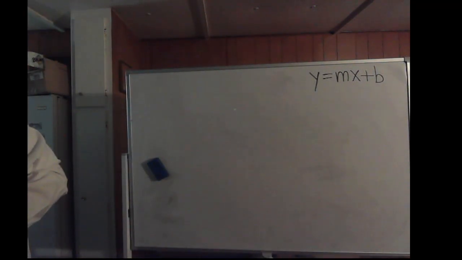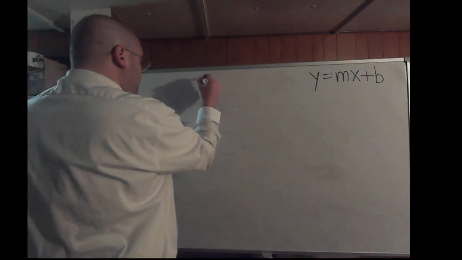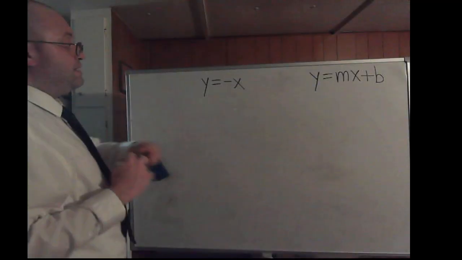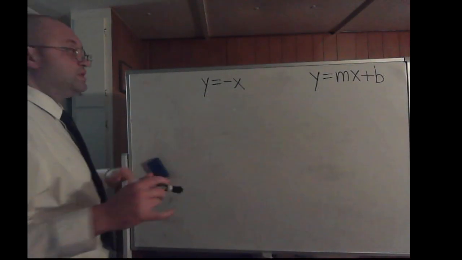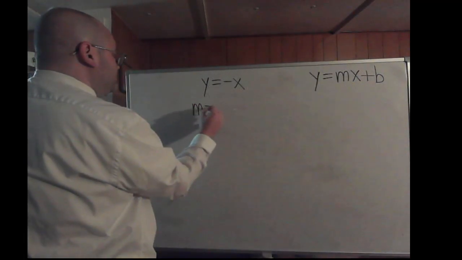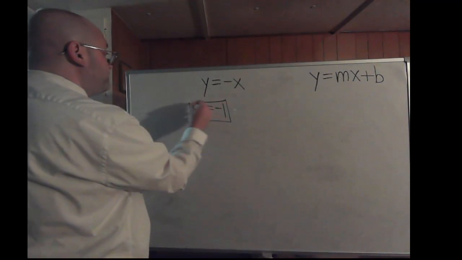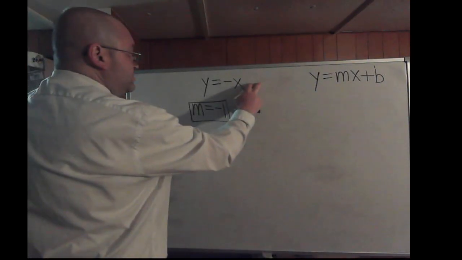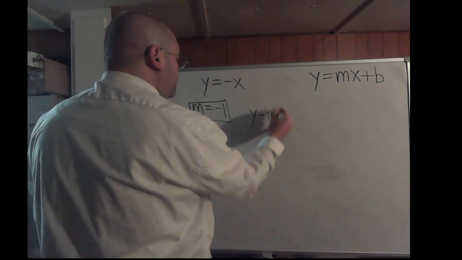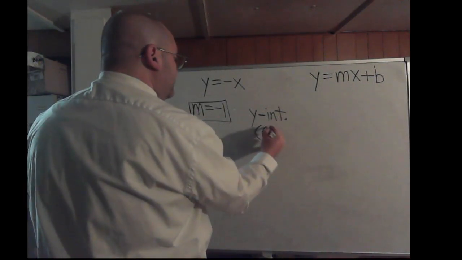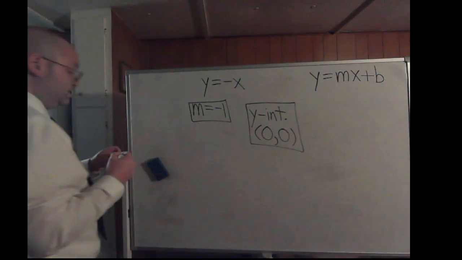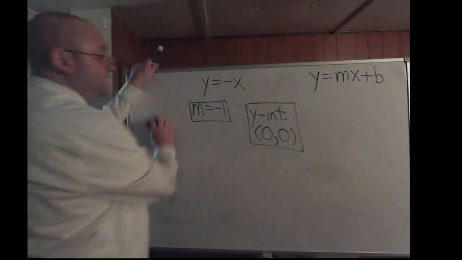3 more. Alright, we got y equals negative x. So this time y equals negative x. Well, first, what is the coefficient on the x term? It's a negative 1, so your slope is going to be negative 1. Now, what is the constant term? It's 0. So the y-intercept occurs at 0. So the coordinate of your y-intercept is going to be (0, 0). So that one was also pretty easy too.